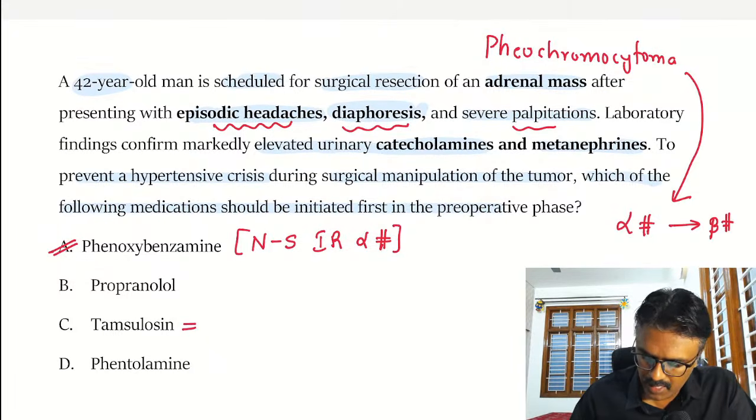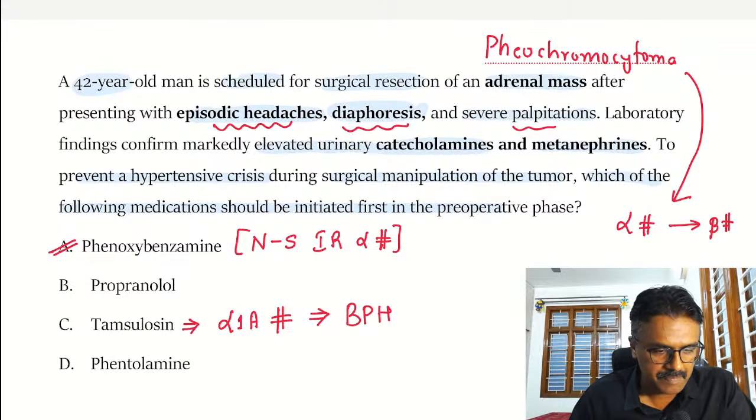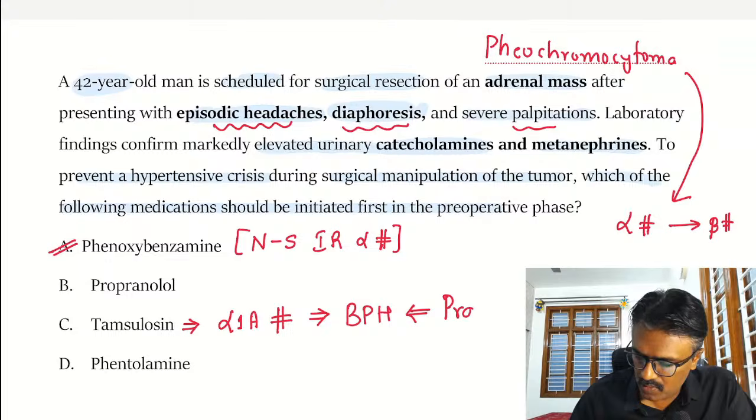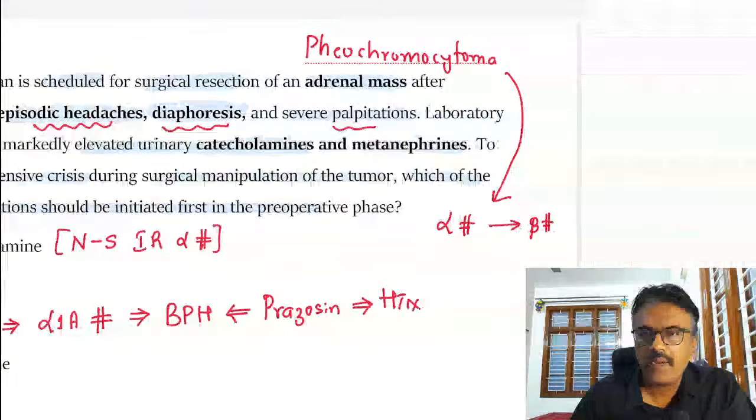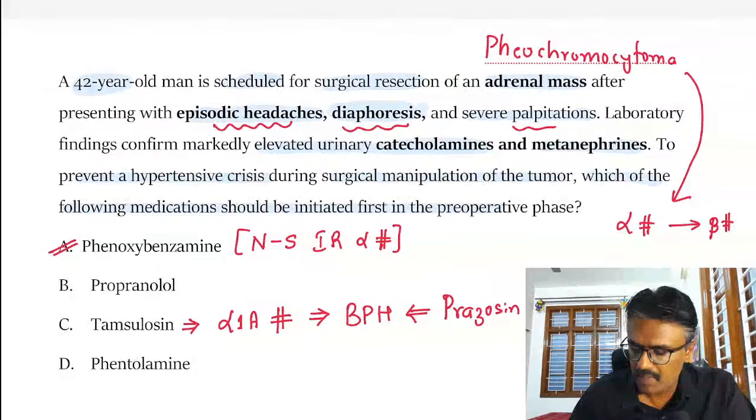Now there is a drug called tamsulosin. Tamsulosin is an alpha 1A selective blocker, which is given to manage a condition called BPH, benign prostatic hyperplasia. Similar to that, we have a drug called prazosin, which can also be used in BPH. But prazosin will also help in managing one more condition, and that is hypertension. So for somebody having BPH with hypertension, the preferred drug is prazosin.